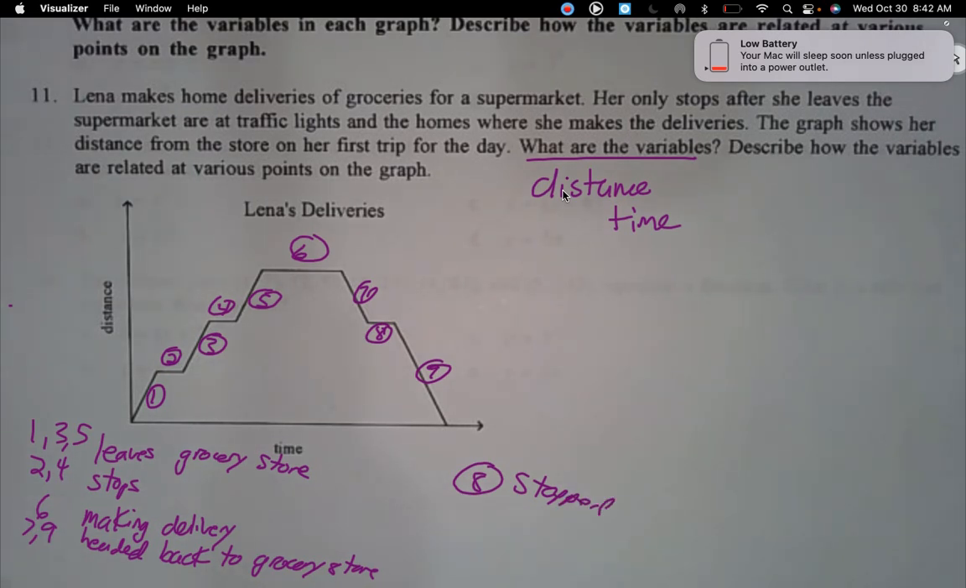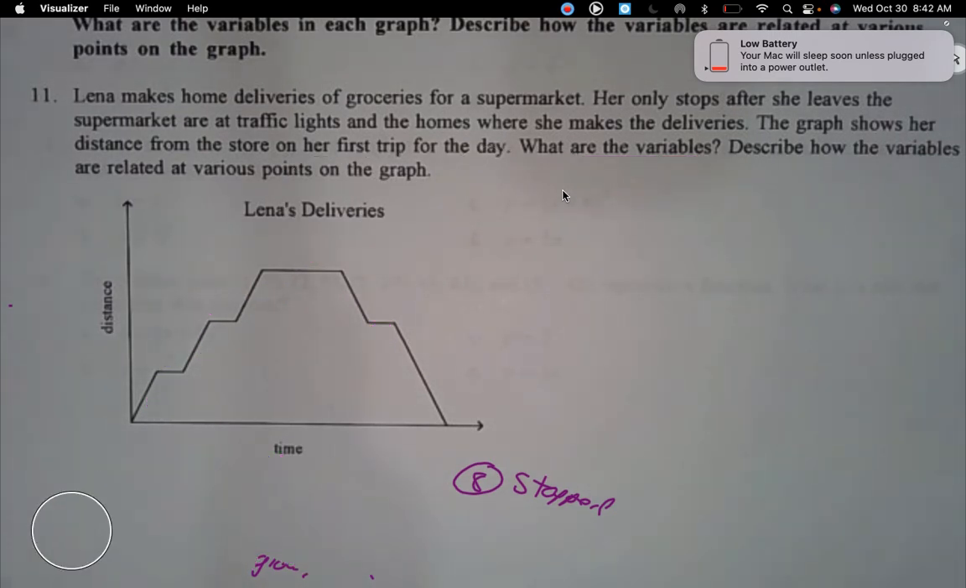Does that make sense? So you can write it as a paragraph. You can write it however. You're just kind of telling about what's going on in this scenario.